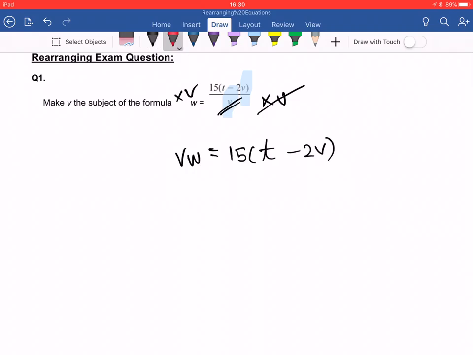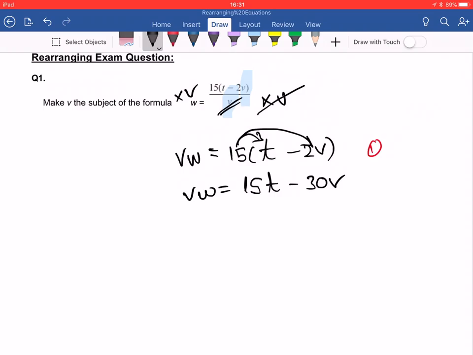So what next? I would probably expand the bracket. Should we do it? Yeah, the left-hand side of the equal sign, I'm going to keep the same for now. Knowing my Year 10s, they'd be in the background going, 15t minus 30v. And I'm like, okay, guys, it's just still on the left-hand side. Sounds like you. I've obviously taught them well. So we've got 15t minus 30v.